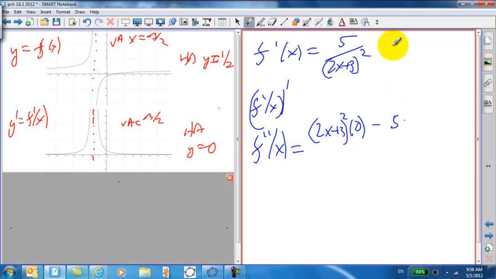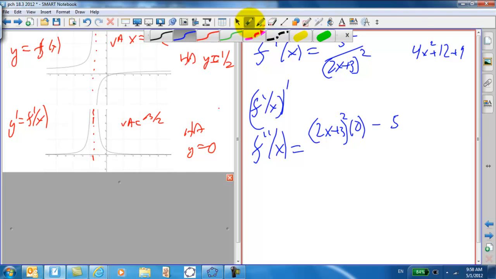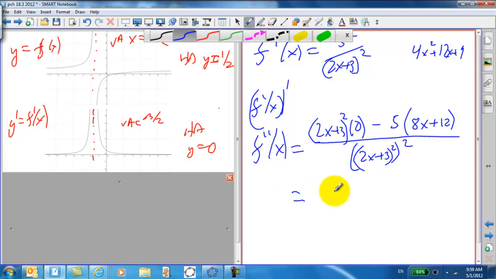And actually, we'd have to expand this all out. I'll show you a little trick here. It ends up being 2x plus 3. Let's expand out 2x plus 3 squared. You get 4x squared plus 12x plus 9. So the derivative of the low function is 8x plus 12, all over the low squared, 2x plus 3 squared. So we get negative 40x minus 60 all over 2x plus 3 to the fourth.